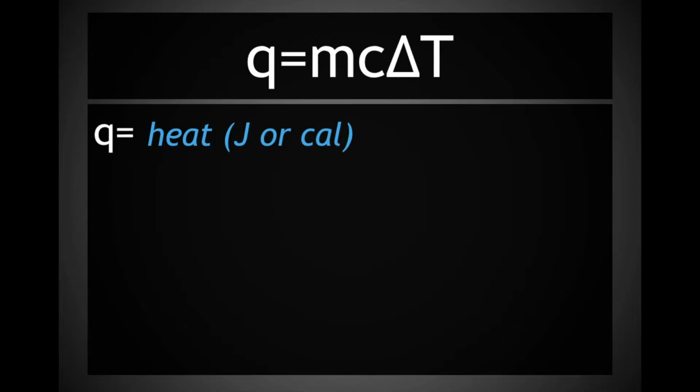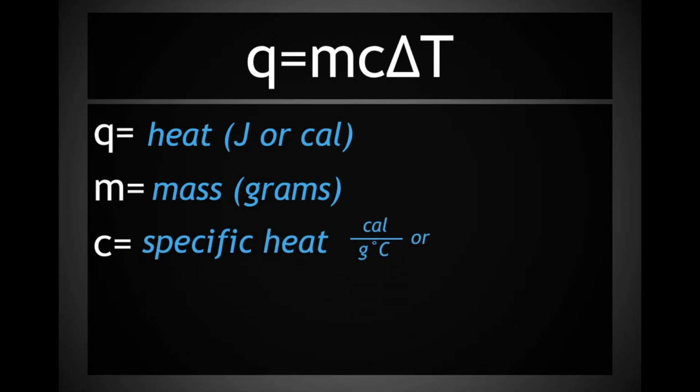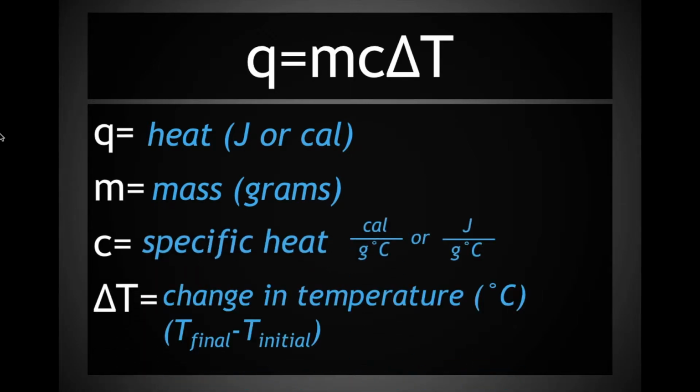Okay, so here's our specific heat equation, or heat transfer equation. We're going to look at each of the variables. The Q will stand for heat. I told you guys that yesterday, and that's whatever the problem will give you. It might give you joules, it might give you calories. And then the mass is just mass in grams. Specific heat, usually you'll be given that unless you're trying to find it out, then you'll have the other variables to find it out. And that can be in calories or joules as well.